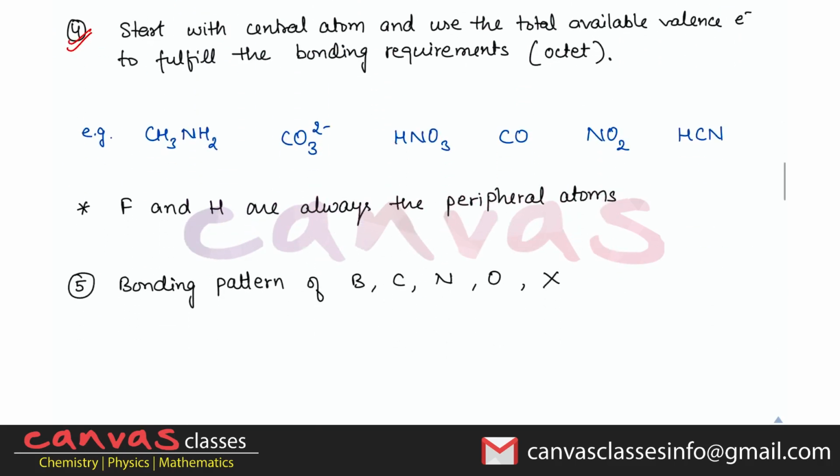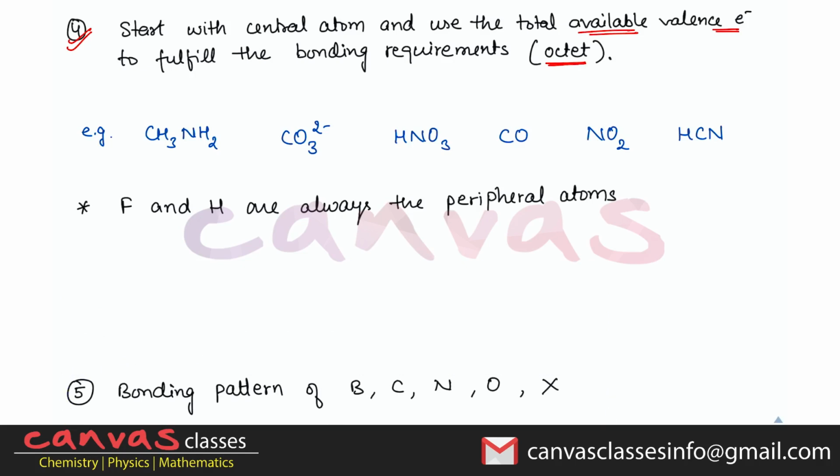Then the fourth one: start with the central atom and use the total available valence electrons to fulfill the bonding requirements, and try to keep the octet filled in all cases. For example, in CH3NH2, how will you draw the structure of this CH3NH2? Let us start with carbon. So carbon we keep in the center position, then 3 hydrogen, 1 electron from each hydrogen side, and the 4th electron of carbon is bonded with nitrogen.